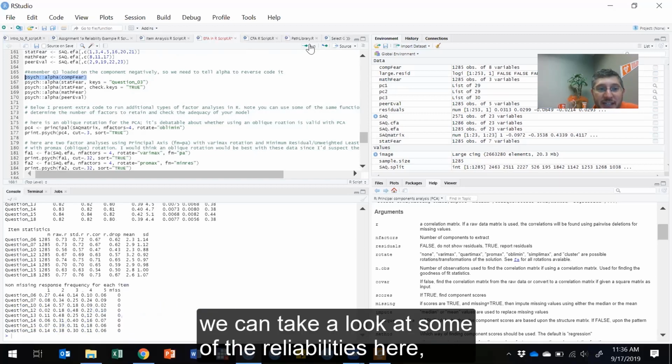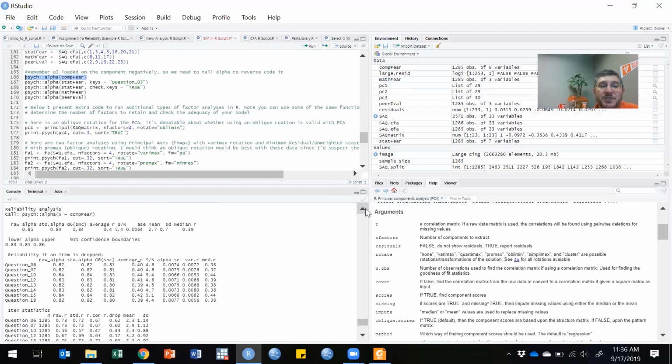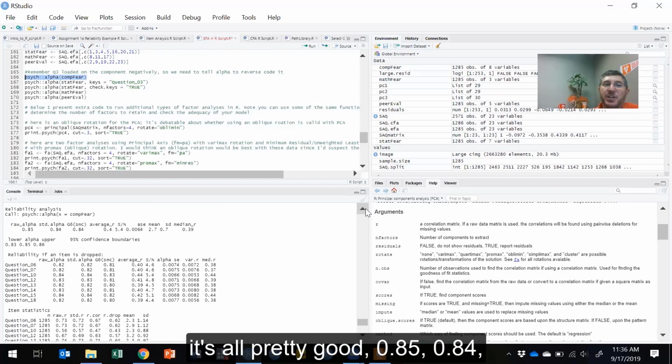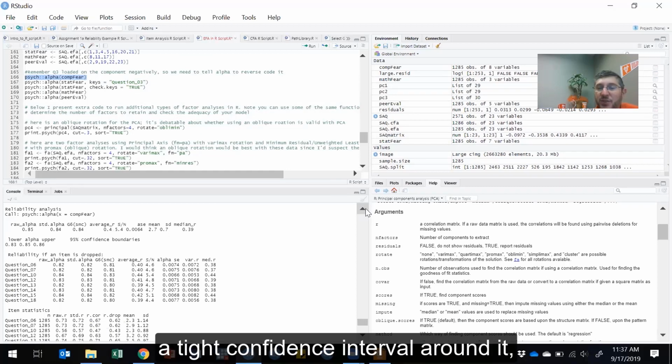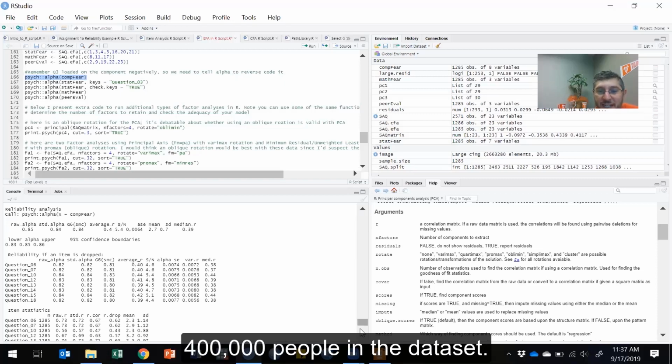We can take a look at some of the reliabilities here. The raw alpha, standard alpha is all pretty good, 0.85, 0.84, a tight confidence interval around it. Not surprising since we had about 1,000 people in the data set.